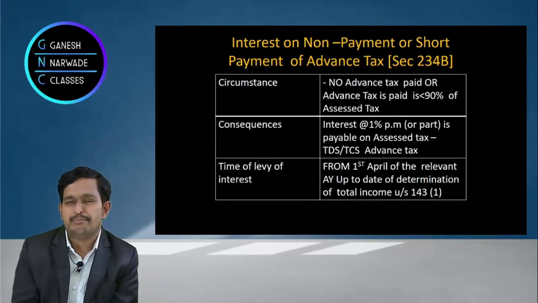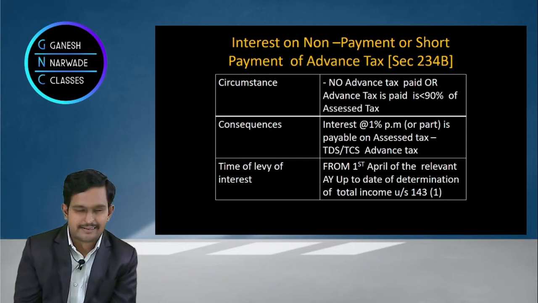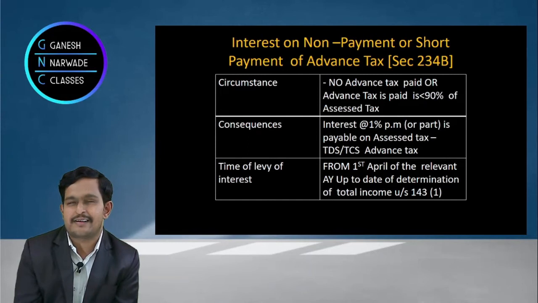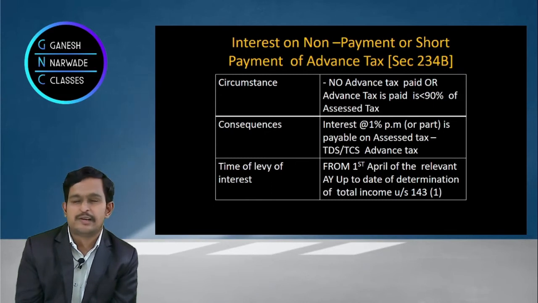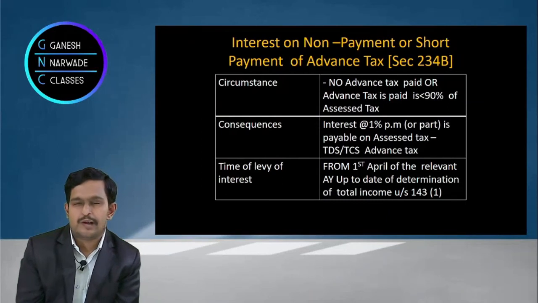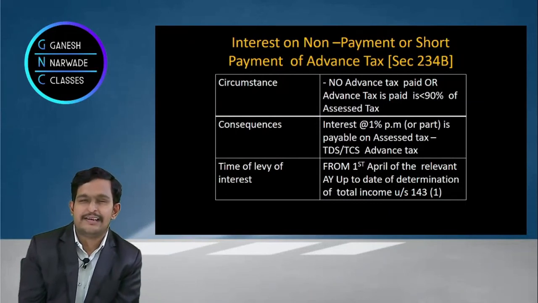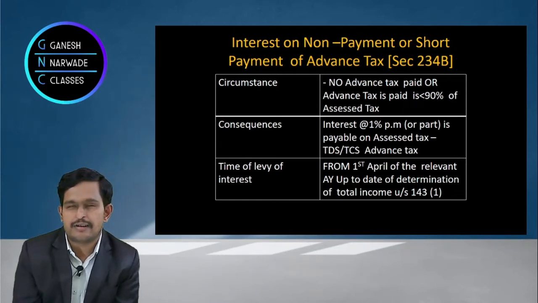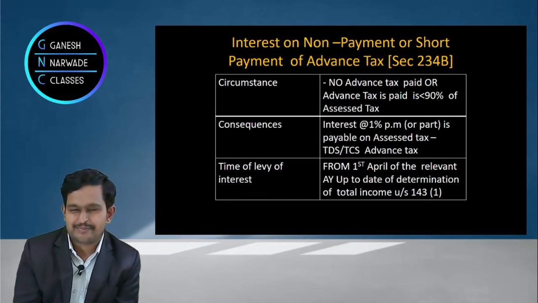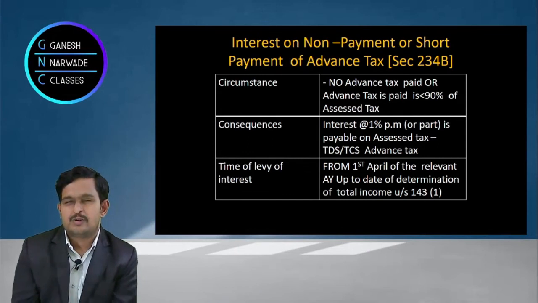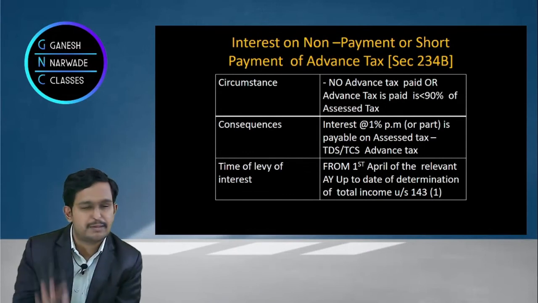Now 234A is over, 234B. Actually, if you don't pay advance tax, you did not pay advance tax in the previous year. Now you should pay advance tax till 31st March of the previous year. But you did not pay. Then what? Or you paid something but which is less than 90% of your tax. So your advance tax is 1 lakh, but you paid less than 90%. Maybe 70,000, 60,000. So less than 90% you paid. Then definitely 234B attracts. 234B also 1% per month or part of the month, simple.